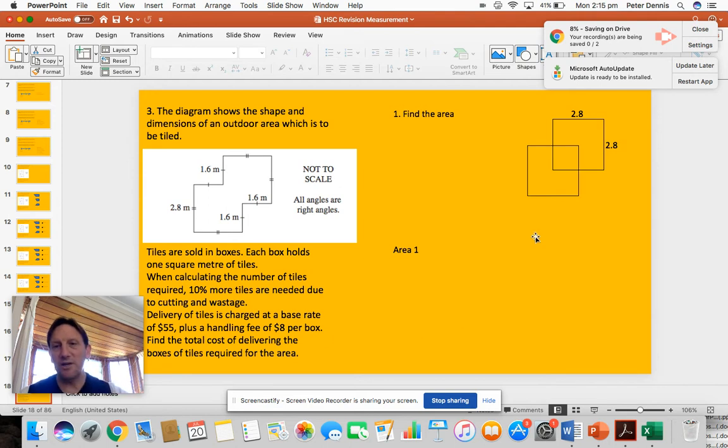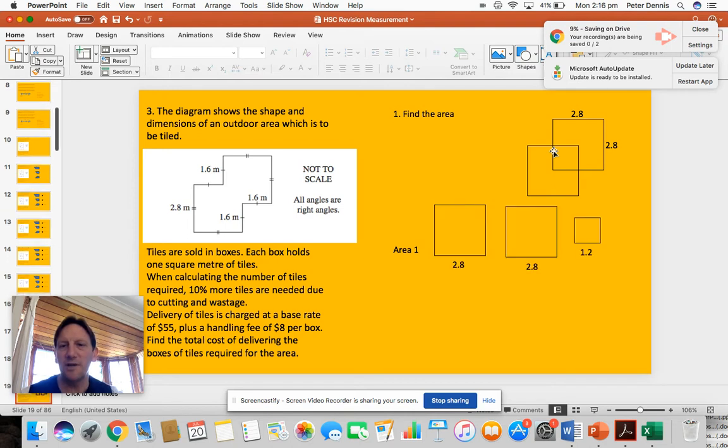Okay, so what do we know? We know that this is 2.8 and this is 2.8. This is 2.8 and this is 2.8. And we know that this is 1.6 and 1.6, and all of these are 1.6. So what's this? 1.2 and 1.2. So that's the first thing we're going to do. We're going to break this up into the three things. We've got this rectangle or square, this next square, and the little square in the middle.